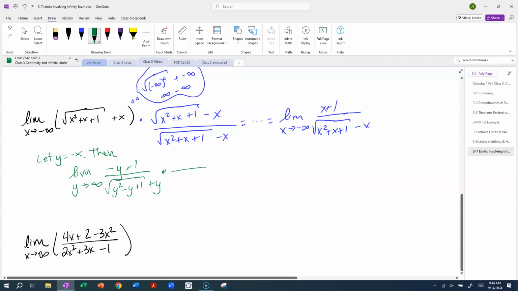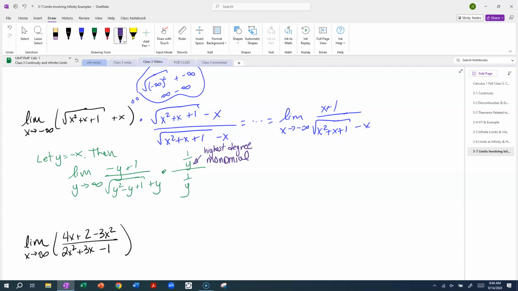What I'm going to do is multiply by 1 over y times 1 over y. Why did I pick this? I want to multiply both numerator and denominator by the highest degree monomial appearing in my entire expression. Why isn't it y squared? Well, y squared is under a square root, so if I were to take the square root of y squared, it'd be something to the first power. So that's why I'm just doing 1 over y.